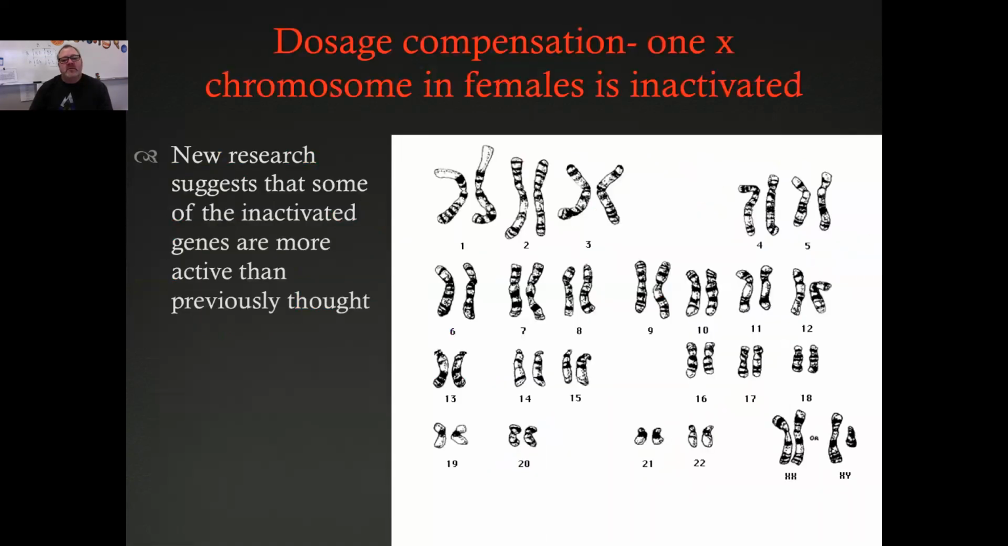Dosage compensation happens when one X chromosome in females is inactivated. New research is suggesting that some of the inactivated genes are more active than previously thought. So here are the sex chromosomes, XX versus XY.